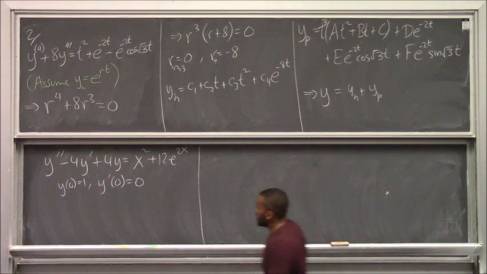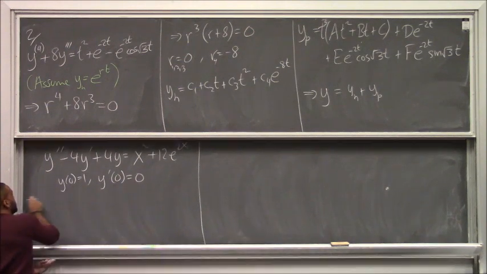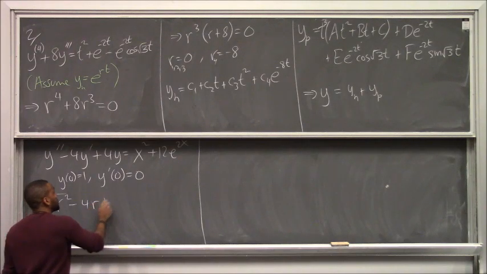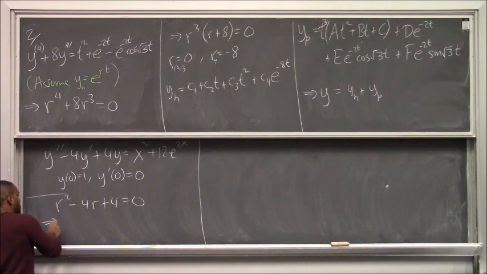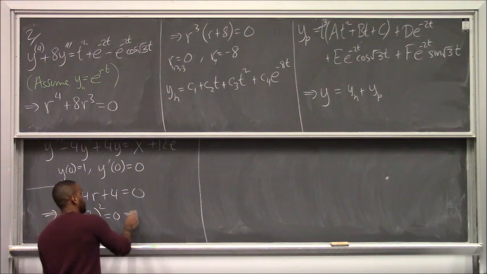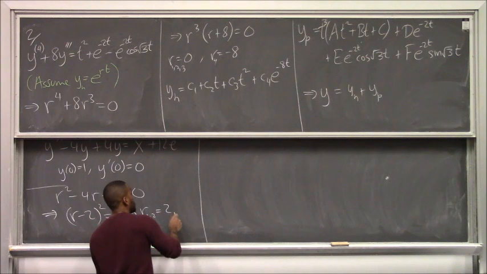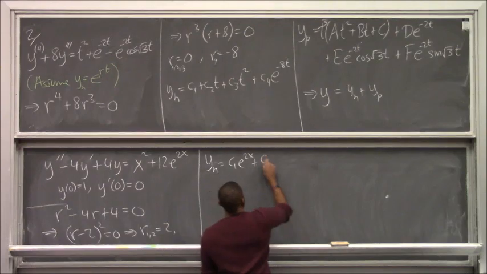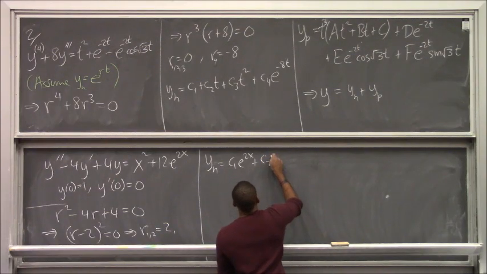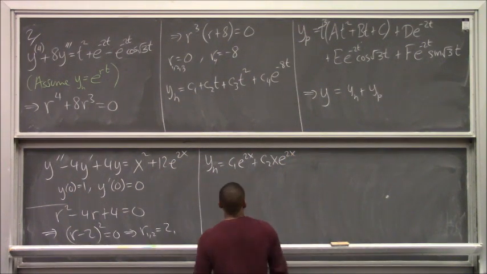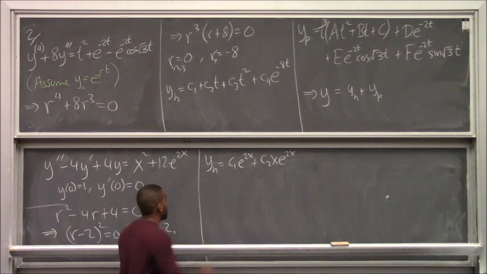Okay, let's do it. First step, I want to find the homogeneous. r minus 2, r minus 2, all squared. So we have a repeated root of 2, so our homogeneous is going to be C1 e to the 2x plus C2 x e to the 2x. I'm using x, sorry. Just multiply by x, that gets us the next solution.